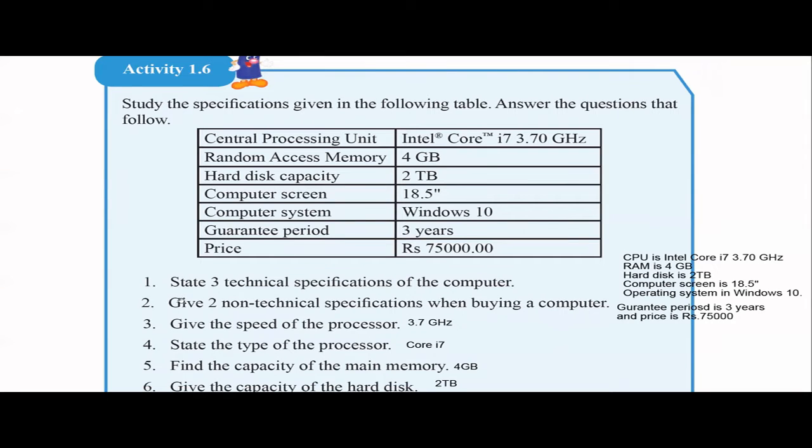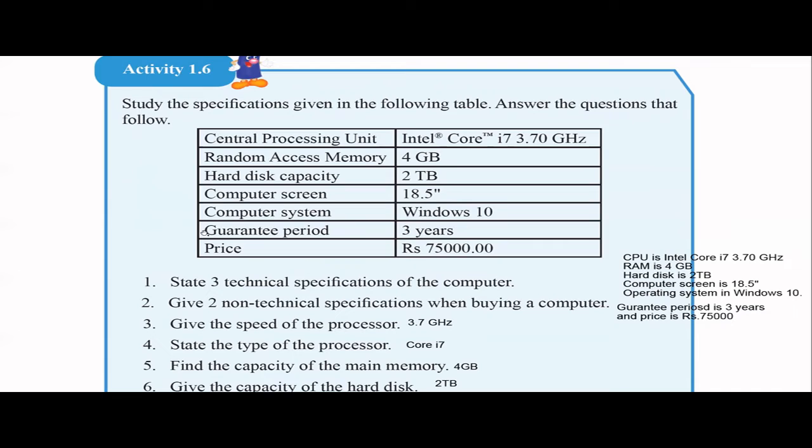So in the question they're asking, state 3 technical specifications of the computer. Now, when you're thinking about the computer specifications, there are two things, technical and non-technical. Technical ones are like what I have mentioned here. For example, CPU is Intel Core i7, 3.7 gigahertz. RAM is 4 GB. Hard disk is 2 terabytes. Computer screen is 18.5 inches. And the operating system is Windows 10. Those are all technical specifications. Non-technical specifications, you can take these two, guarantee period and the price.